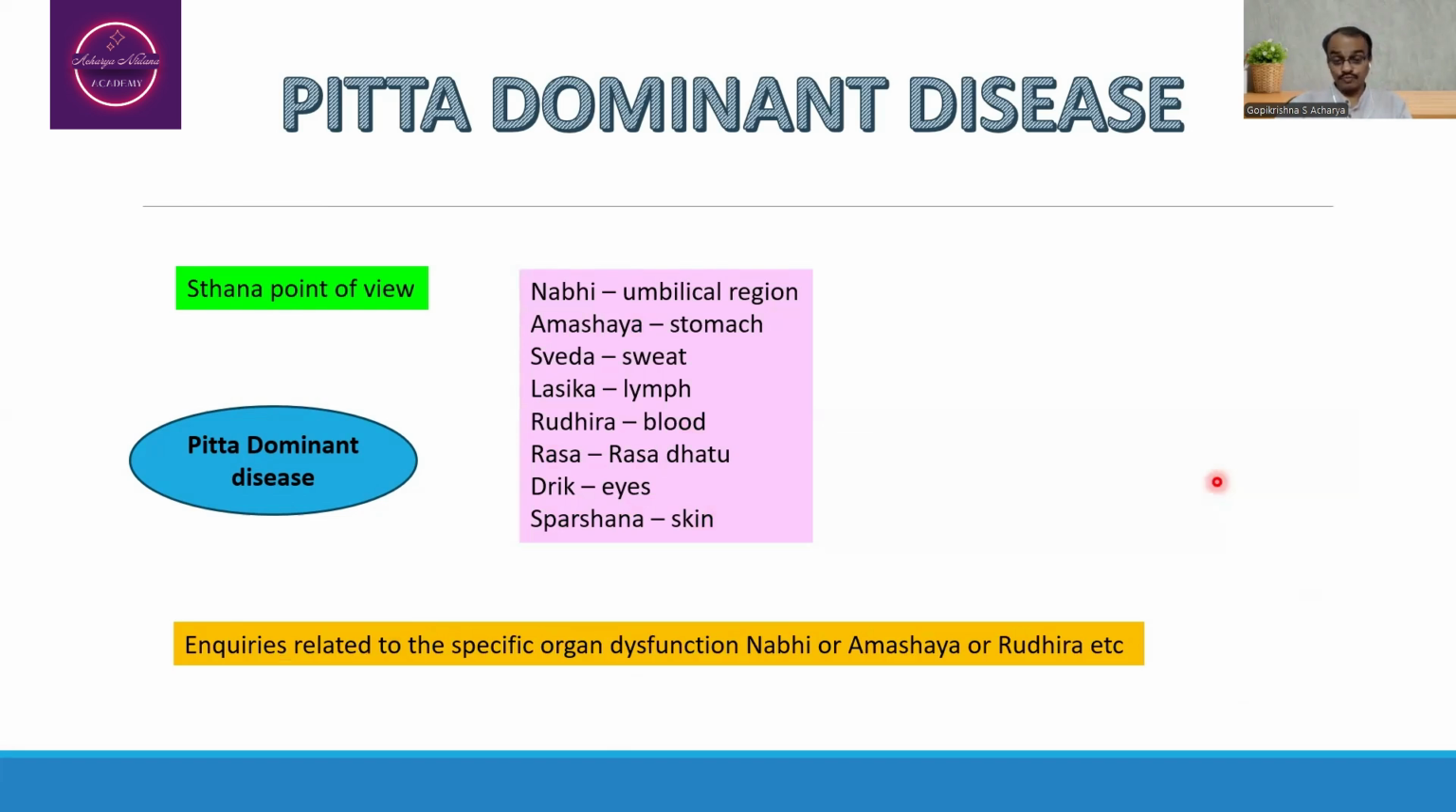As far as the sthana point of view, locations of the Pitta dosha are concerned. Nabhirama Shivasvedo Lesika Rudiram Rasa Drik Sparshanam Chapittasya Nabhirtra Visheshatah. So that means the enquiries should be done in relation to the dysfunction of these different organs. Any dysfunction related to Nabhi, any disturbed functioning, symptoms related to Amashaya dysfunction, Sweda dysfunction, Lasikara dysfunction, Rudhira dysfunction, Rasa dysfunction. So like that, each and every sthana of the Pitta dosha has to be analyzed.